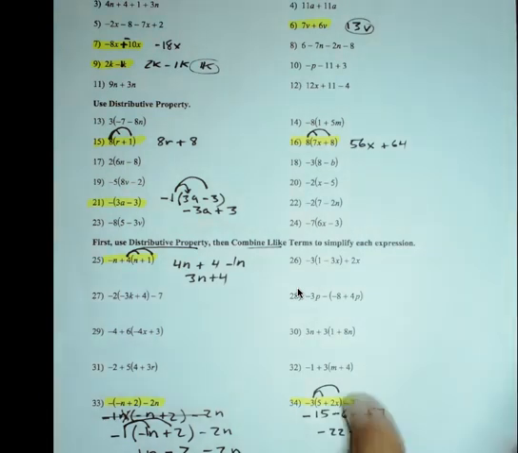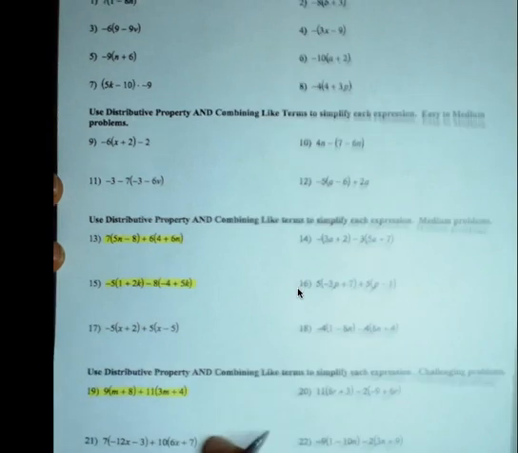All right. Let's turn the sheet over and try just a couple on the back. These get a little bit harder as they go down.